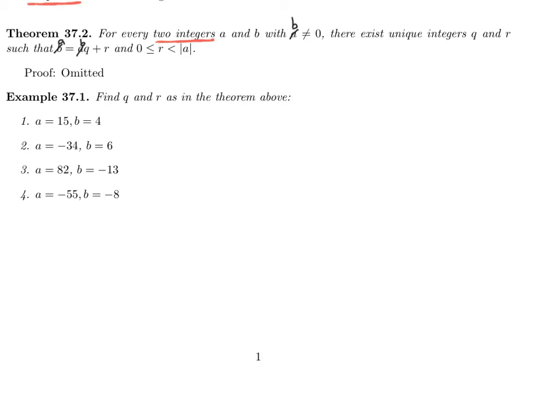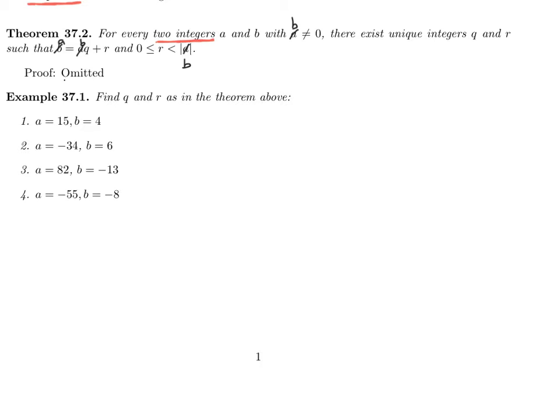Okay. So a and b can be any integers you like, except you can't divide by 0. So we're going to say b can't be 0. Then the same thing holds. There exist unique integers, q and r, so that we can do the same thing, where r is a proper remainder between 0 and, well, we said here b could be negative, so we'll just take the absolute value of it.